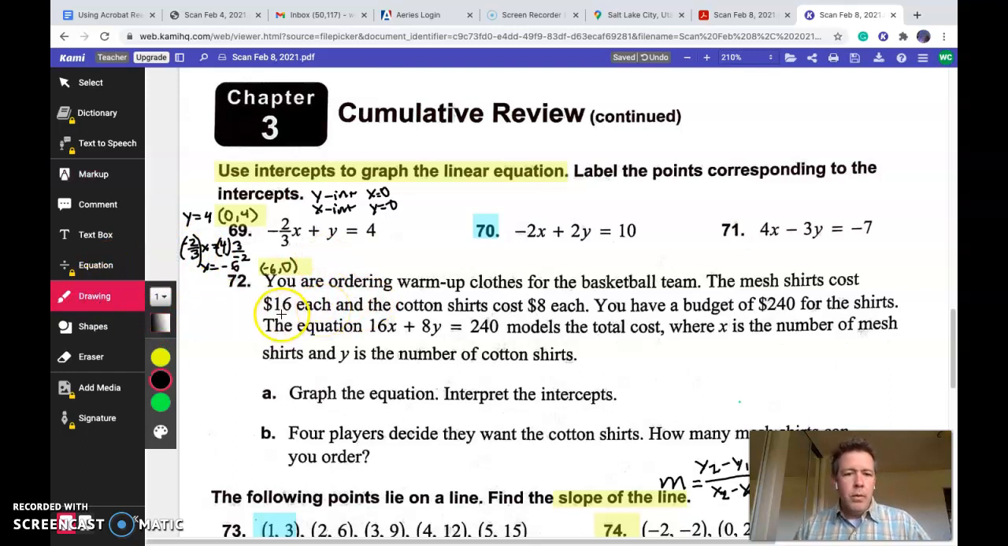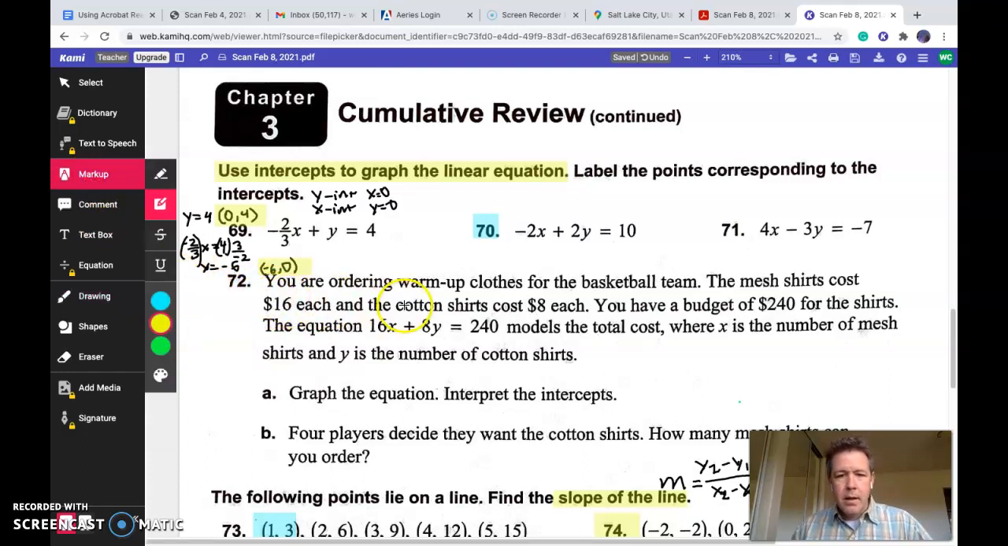It's problem 72. We're going to take a look at how to solve a word problem using intercepts. First of all, use your highlight tool and just kind of say, okay, you're ordering warm-up clothes for a basketball team. The mesh shirts cost $16 each, and the cotton shirts cost $8 each. You have a budget of $240 for shirts. The equation is $16 for the mesh and $8 for the cotton shirts, and $240 total, where x is the number of mesh shirts and y is the number of cotton shirts. Graph the equation using intercepts.